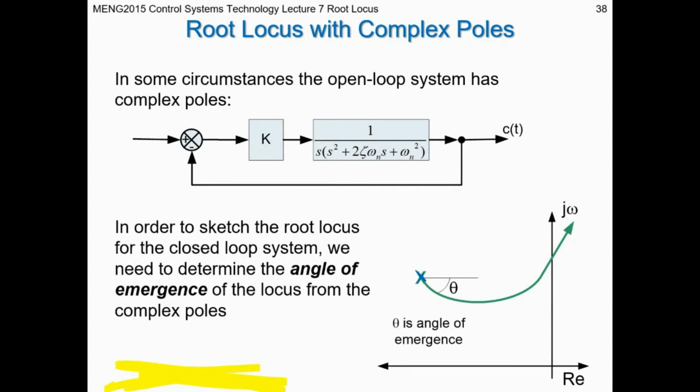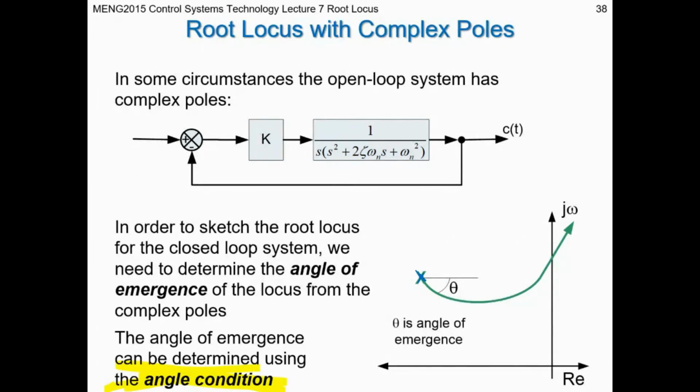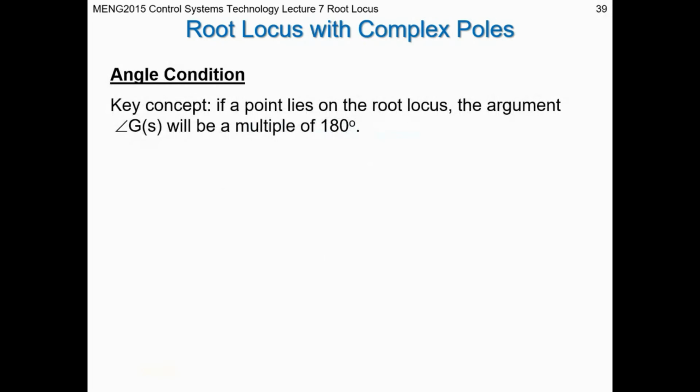And that angle being theta. And the angle of emergence can be determined by using something called the angle condition. So this is another condition that we apply when we're dealing with root locus, which allows us to determine this particular characteristic. So this is the important concept. This is the angle condition here.